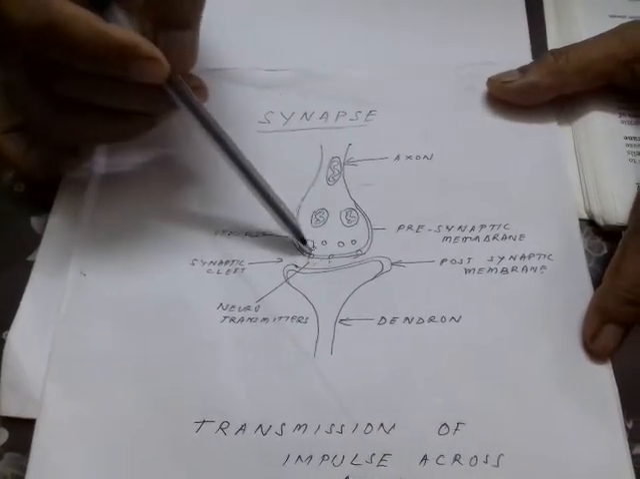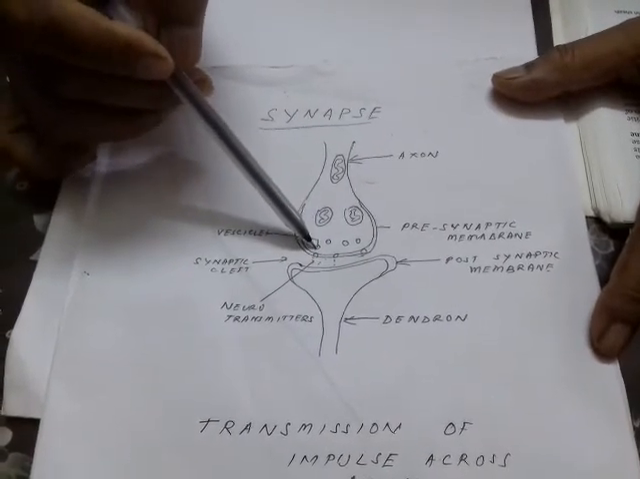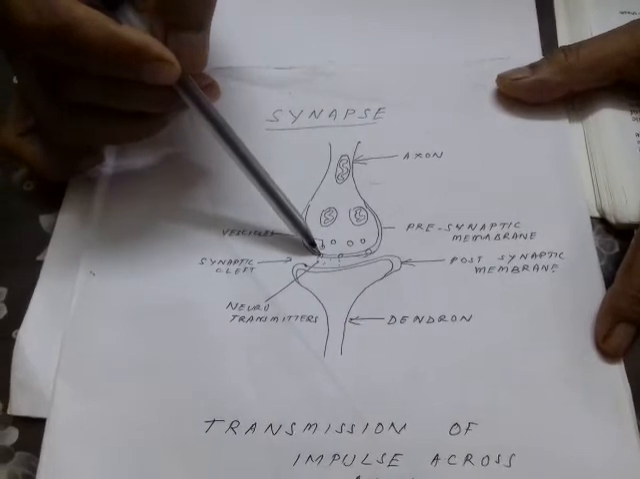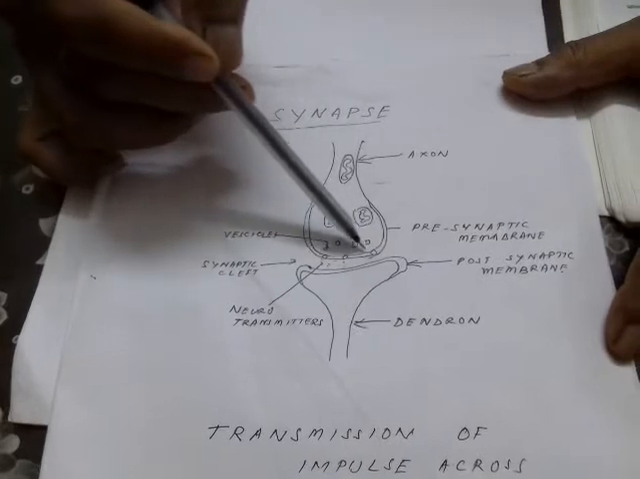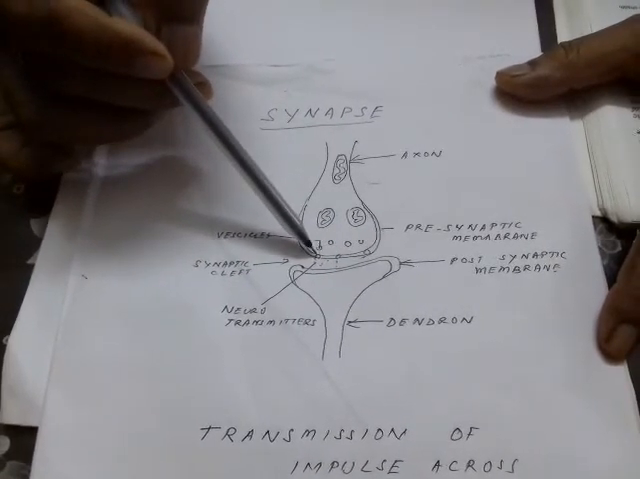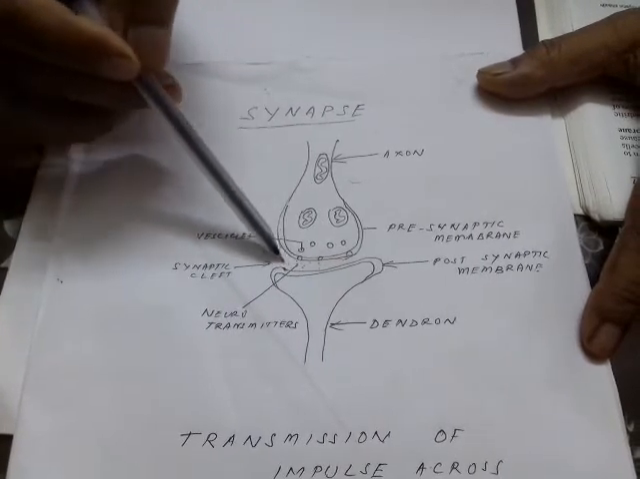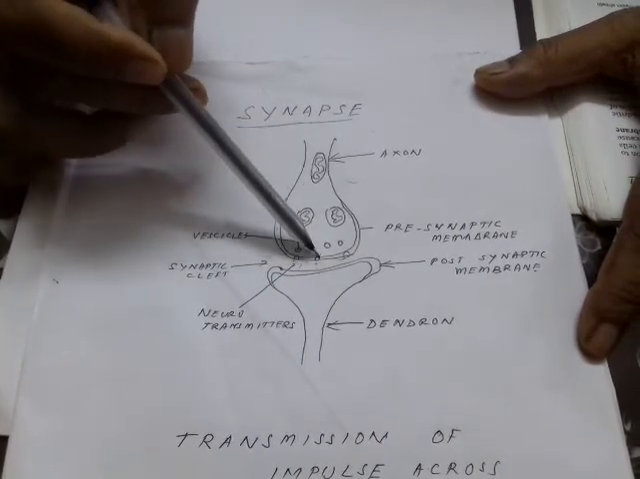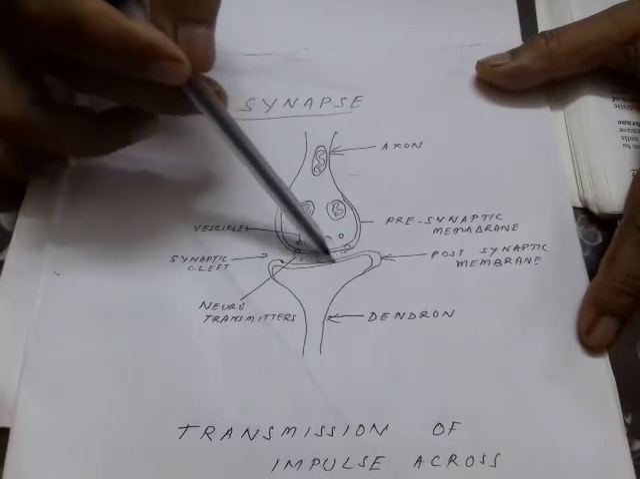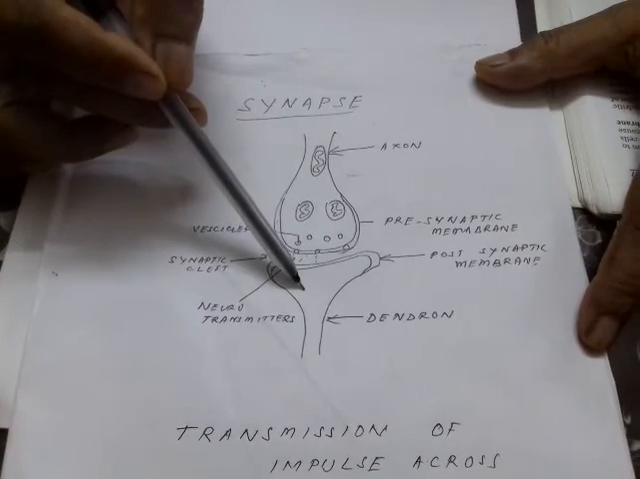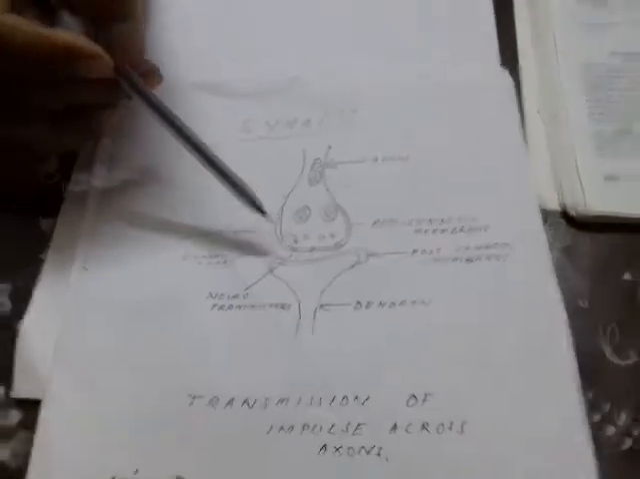This is a chemical synapse that I am showing. As soon as the action potential reaches here, these vesicles go to the presynaptic membrane, and the membrane permeability is increased by calcium ions. So the neurotransmitter is released into the synaptic cleft. This gap is called the synaptic cleft. The neurotransmitter moves and goes to the postsynaptic membrane. It creates an action potential in the dendron ending, so the impulse is transmitted across. This is an example of a chemical synapse.